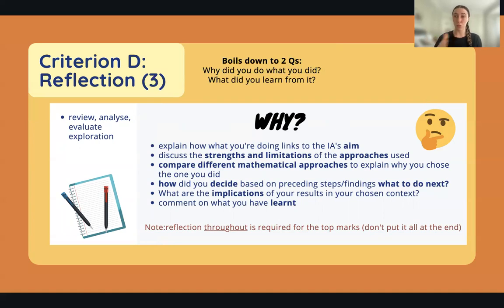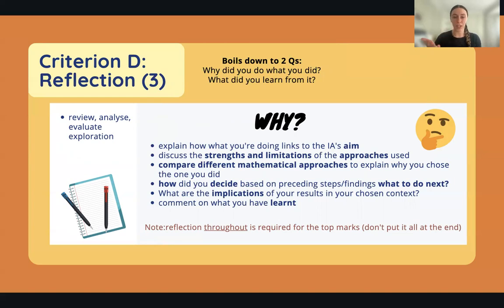As you're going through the investigation, did your anticipated approach or what you were planning on doing change at all based on some of the findings that you got in the initial steps of your investigation? What are the implications of your results in your chosen context? That was what I was talking about before. How do the results that you've found impact the context that you set up in your introduction? And how does that change your perspective on the world? And what should we do as a result of your findings? And then comment on what you've learned, same as what we were talking about before.